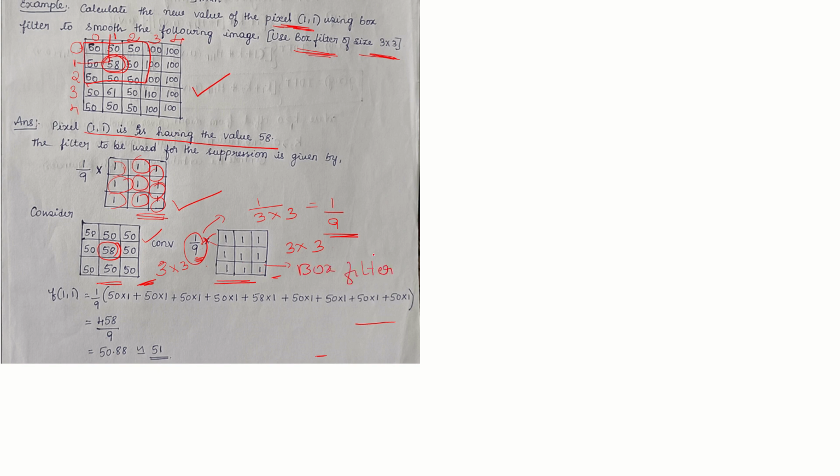So I have to perform the convolution operation. How can I perform that? The first thing is that I consider the 1 by 9 as it is. Now I have to place this filter over this image. How can I do that?